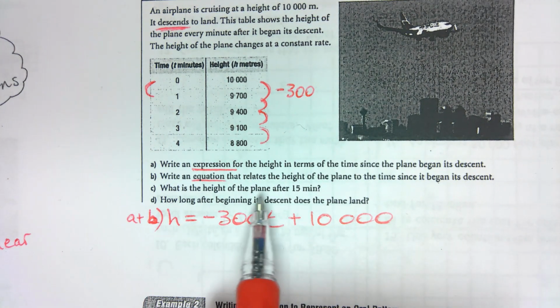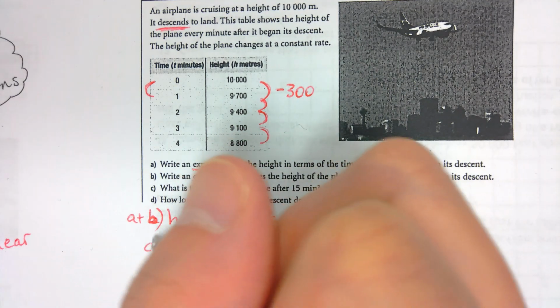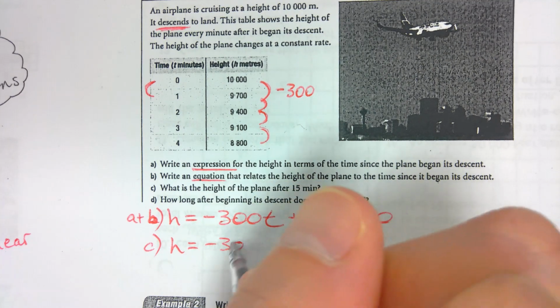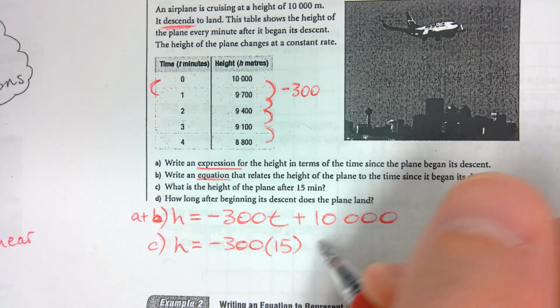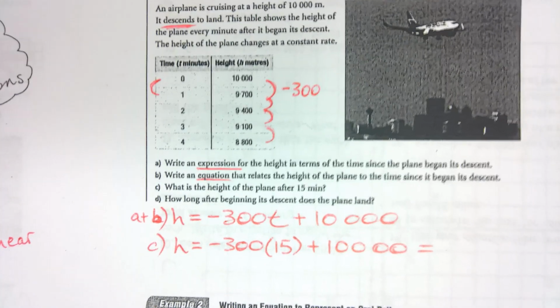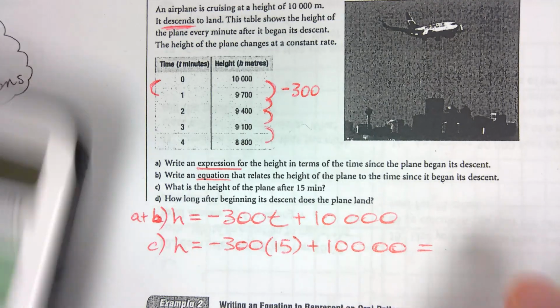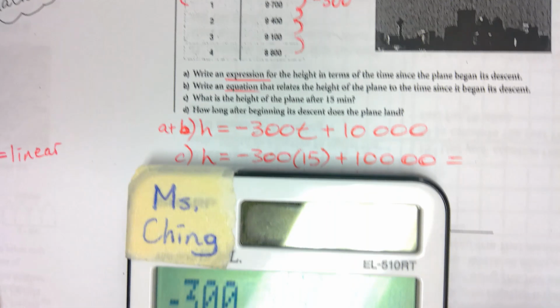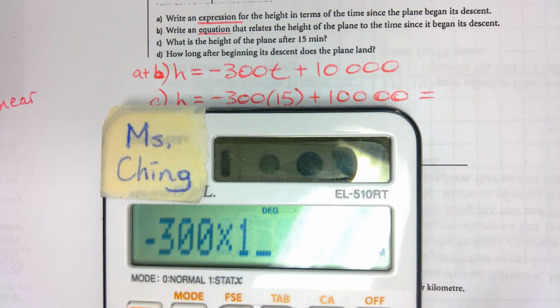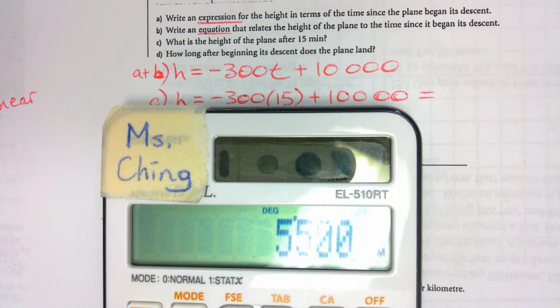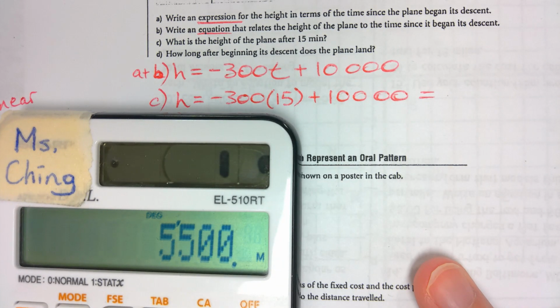Right. What is the height of the plane after 15 minutes then? Okay. So after 15 minutes, since T represents time, I'm going to replace that T with a 15. So negative 300 times 15 plus 10,000. Okay, so what's my answer? Half a mark off.